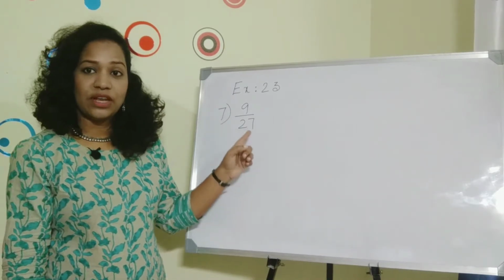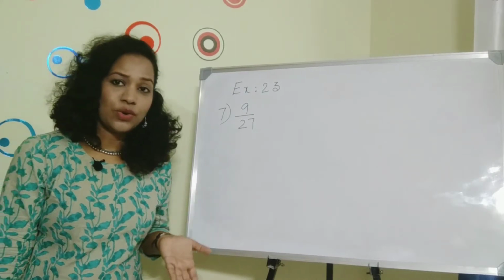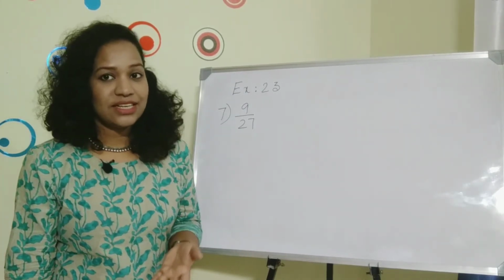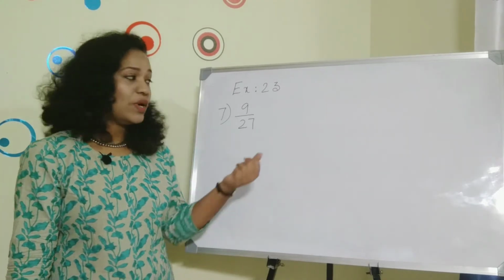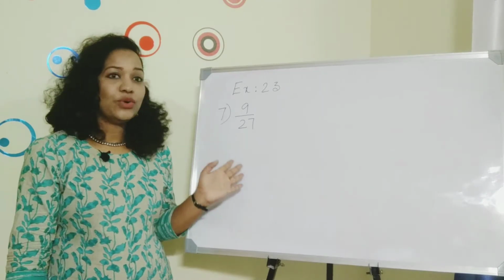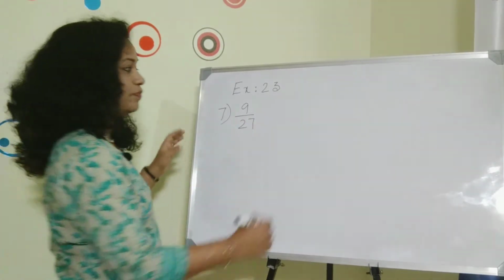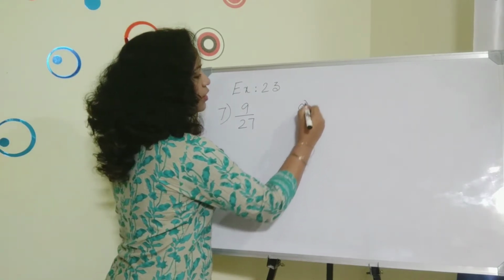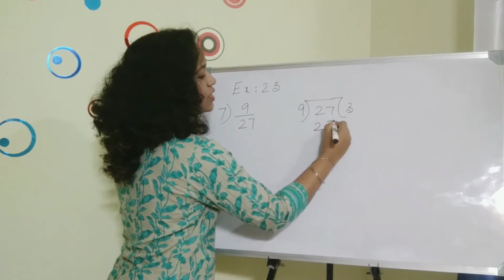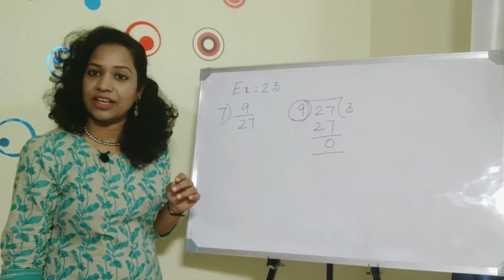First we have to find out the HCF of 9 and 27. Do you all know what is the HCF of 9 and 27? Yes, it is 9 because 27 is a multiple of 9. If you don't know to think like that, we can write and find out also. 9, 27, 3 times 27, 0. So 9 is the HCF.